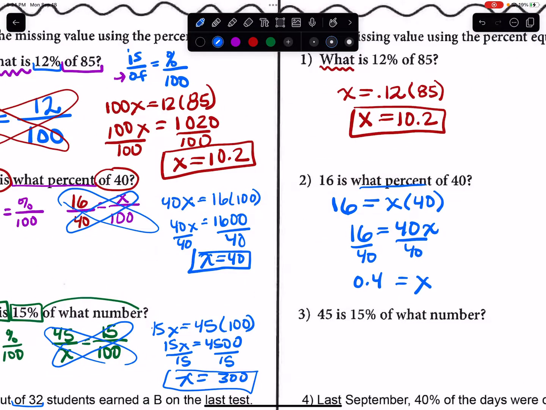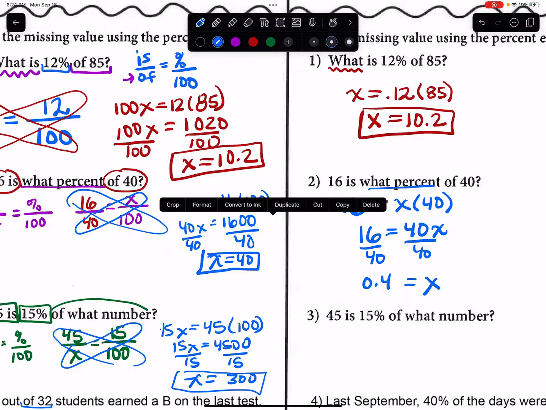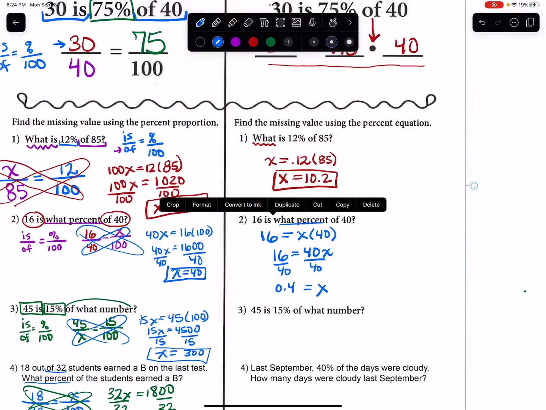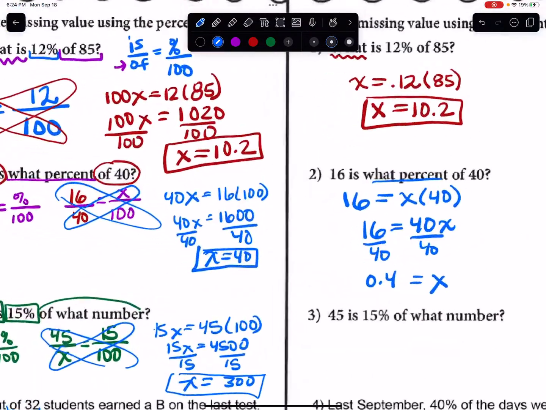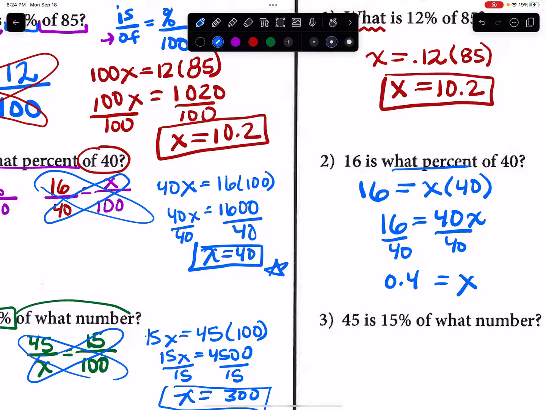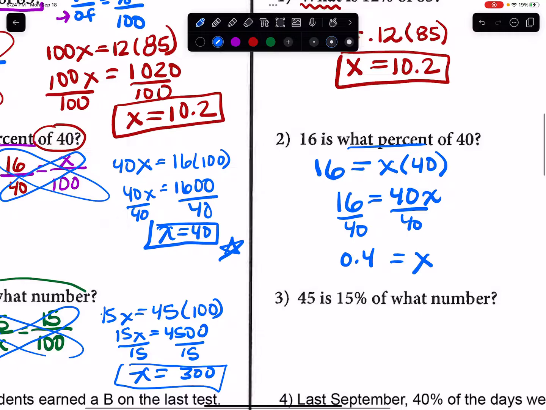So why is this not matching up with my answer over here? I need to click out of the box and then it works. So it's not the same as over here, but that's because we need to make it a percent. And remember, to make something a percent, if we want to add a percent sign on, we need to multiply by 100. So when we take a percent sign off, we divide by 100. When we put a percent sign on, we multiply by 100.